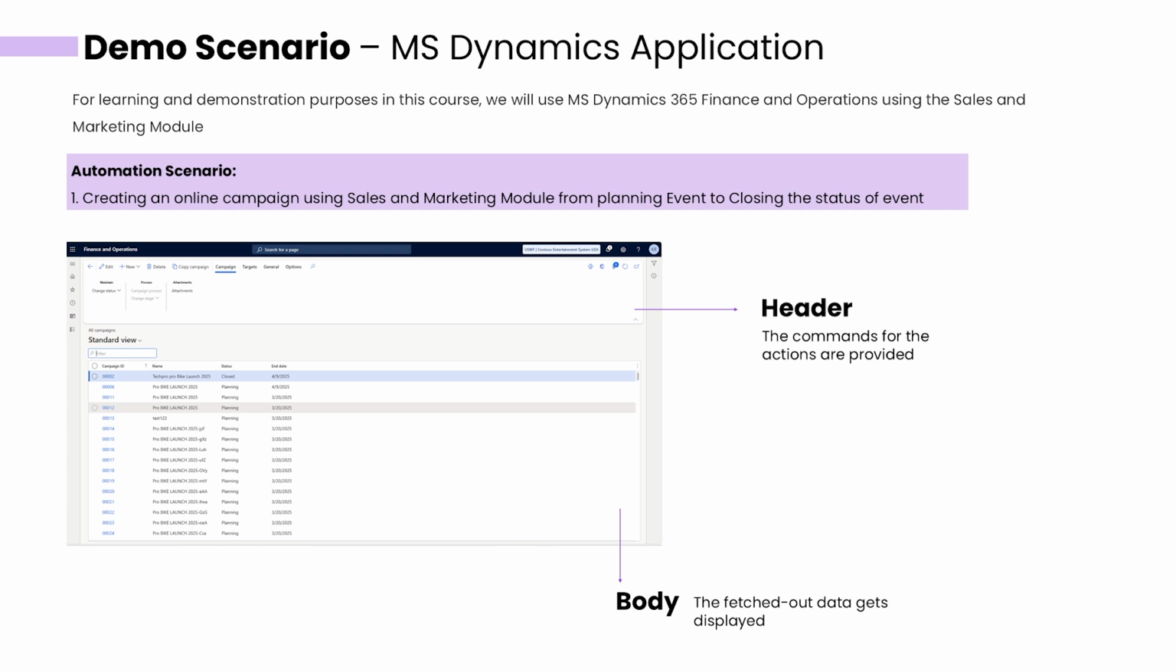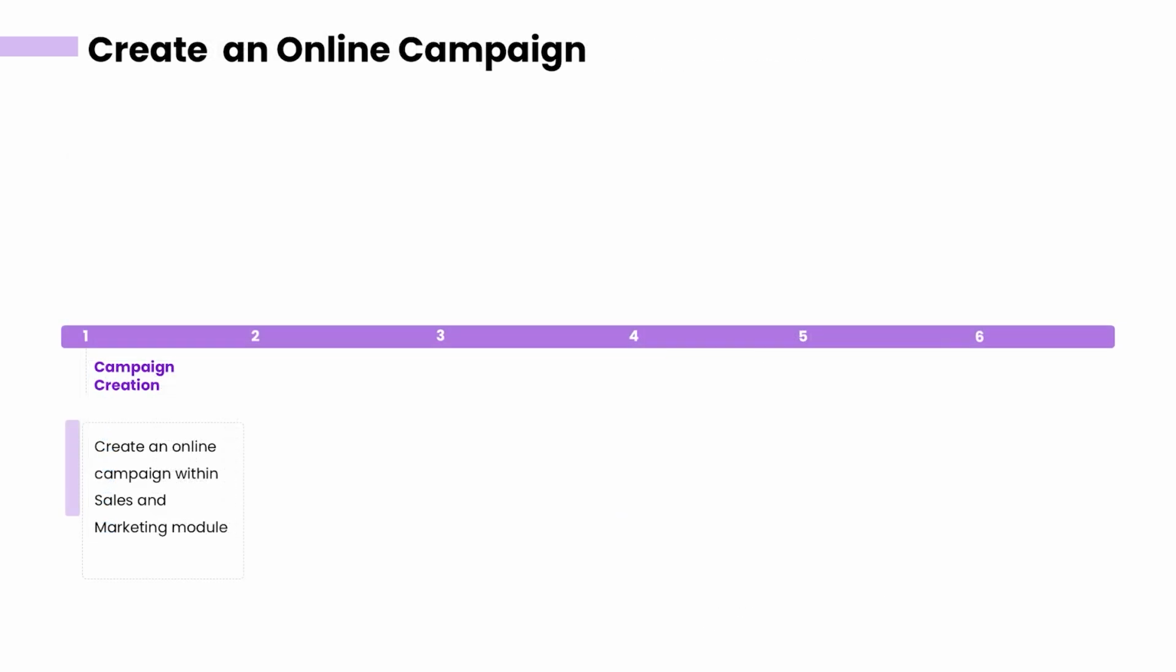In this use case, we will automate creating an online campaign to change its status from in progress to closed using the sales and marketing module. What is the process flow, do you ask? The process flow starts with campaign creation by entering required information such as campaign name, objectives, and basic setup details of the campaign.